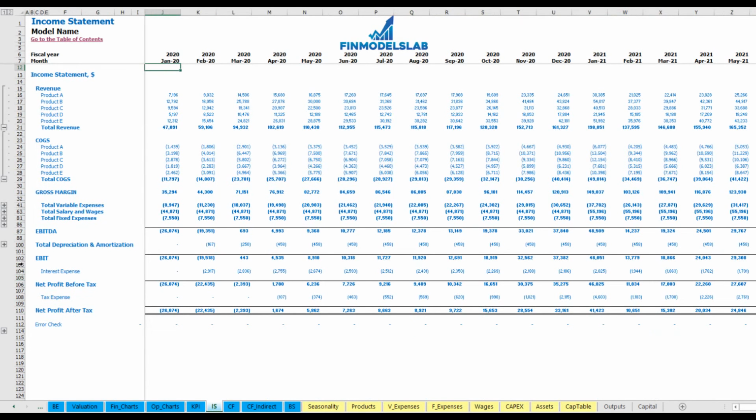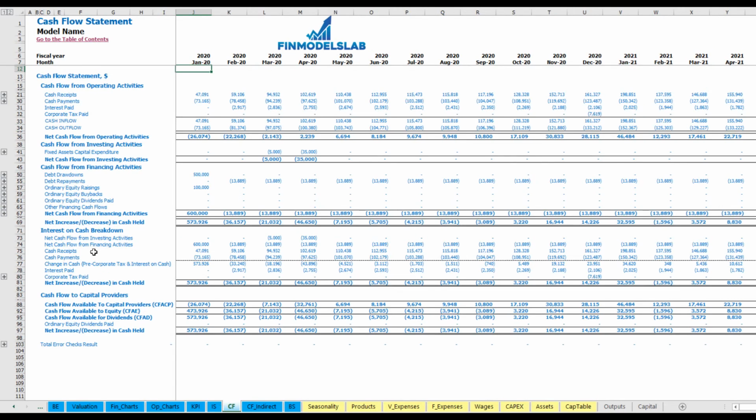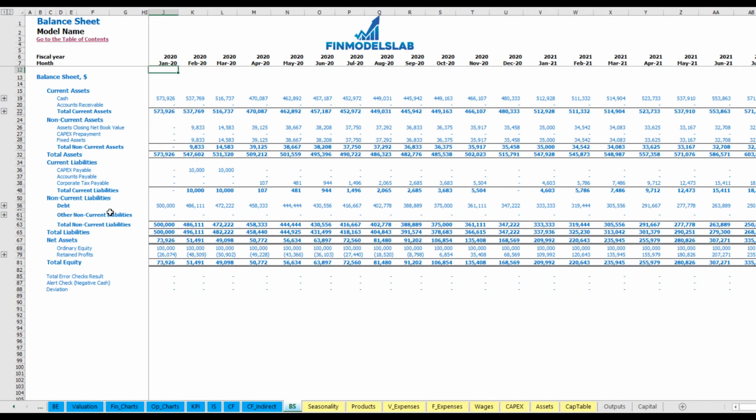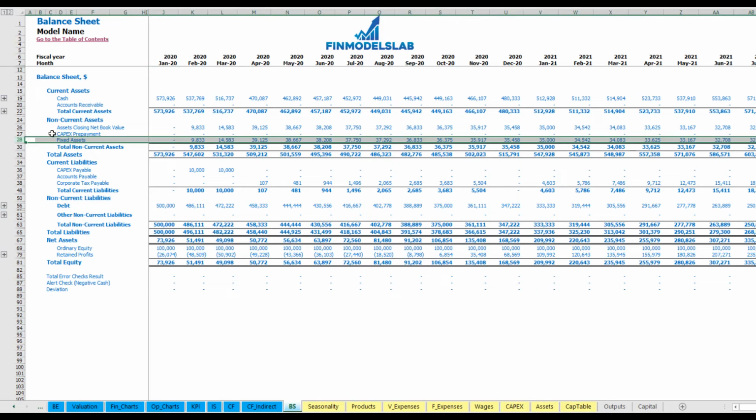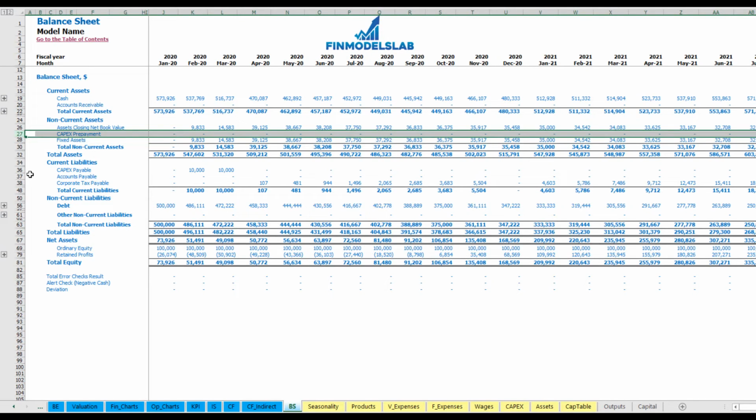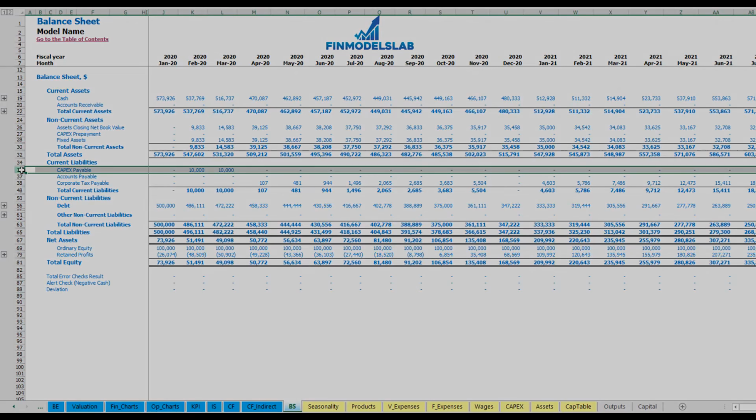The total amount of depreciation you may find in the income statement. On the cash flow you may find cash flow from investing activities for these assets, and on the balance sheet you may find the fixed assets amount under non-current assets, and CAPEX prepayment and CAPEX payables as well.